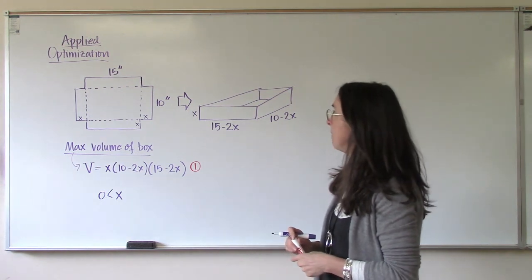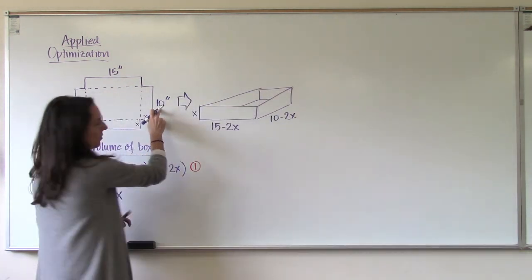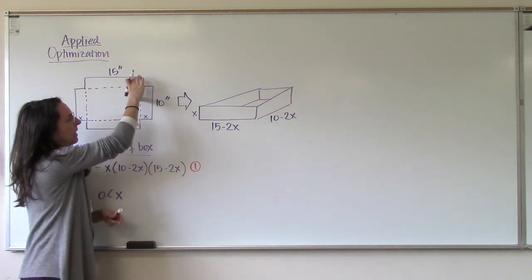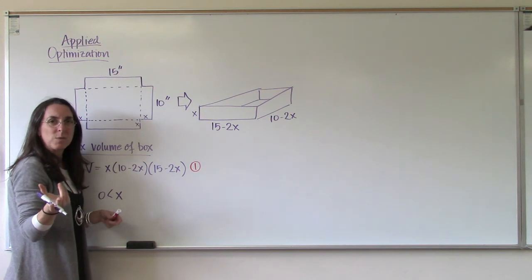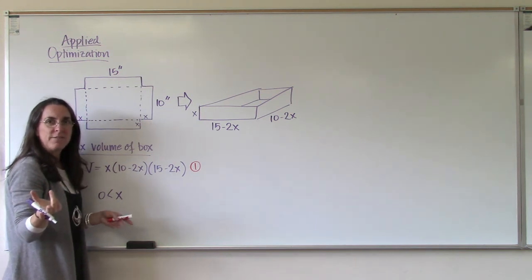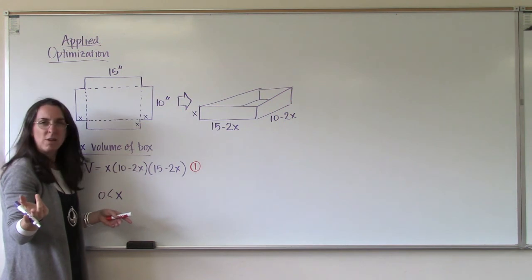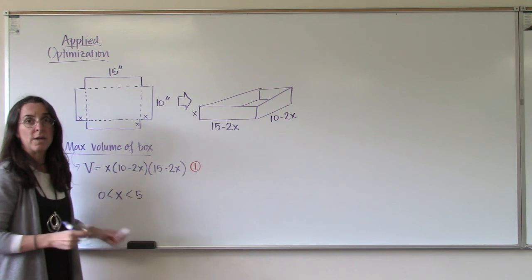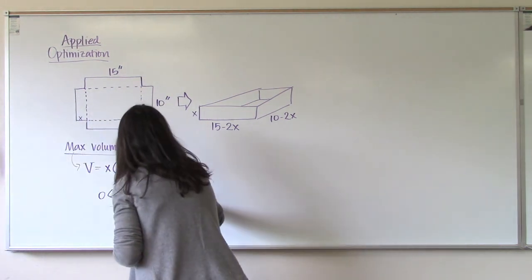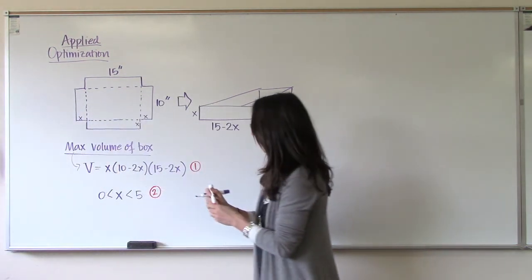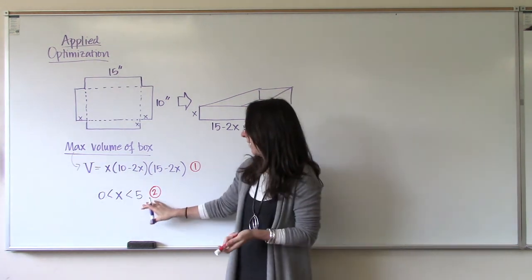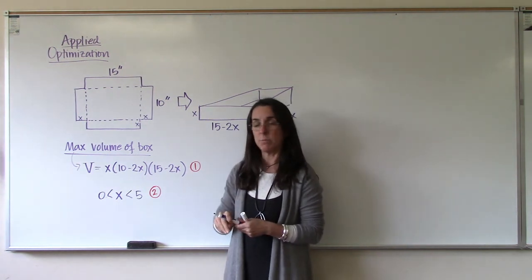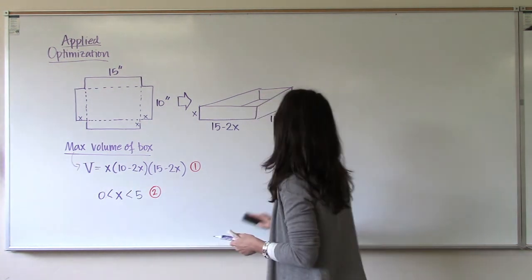How big can it be? Well, we're restricted here by the short side of the cardboard. If I've got to get a square out of here and a square out of here, then the biggest the squares could be is 5, right? So the constraint here is that x has to be between 0 and 5. So really we don't have anything to plug in because we already have the volume entirely in terms of x. So let's just clean it up and take its derivative.